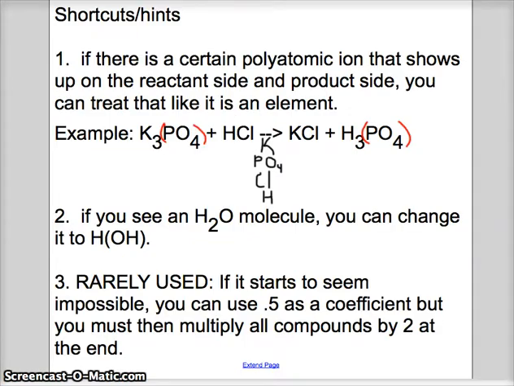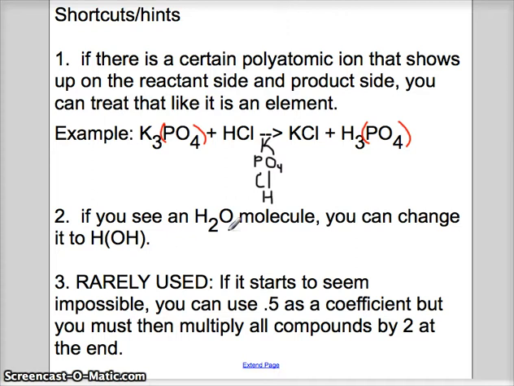There are some shortcuts or hints that'll make life a little bit easier for you. Instead of separating out a polyatomic ion into the different elements that make it up, if you see that polyatomic ion on both the reactant side and the product side, put parentheses around it and keep it as its own, almost like it's its own element. So you'd write it all out down here like that. As long as it's on both sides, it acts almost like its own element. And then you can count from there.